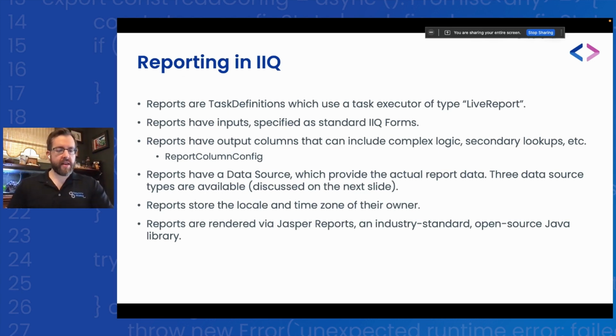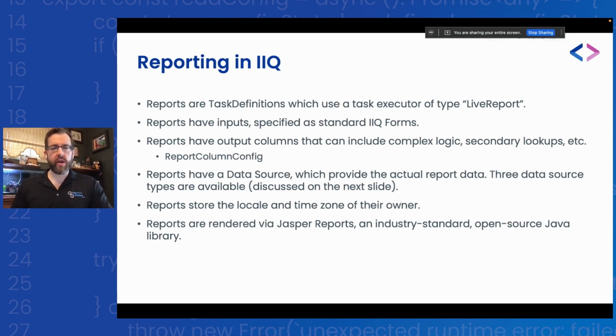Reports have a data source. The data source is basically what the actual data for your report is. So it returns essentially a CSV. It's responsible for querying the data from some place, translating it into rows and columns, and then passing that back up to the report engine. Out of box, there are 3 data source types, and we'll talk about those in the next slide. Reports also store the locale and the time zone of the report owner.